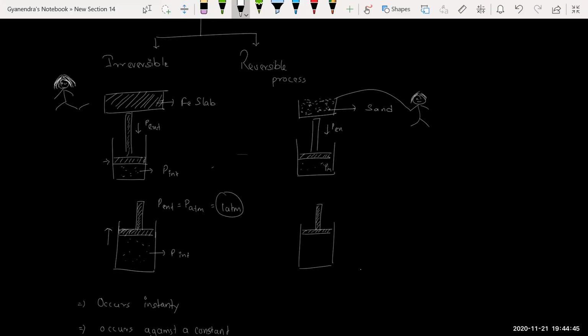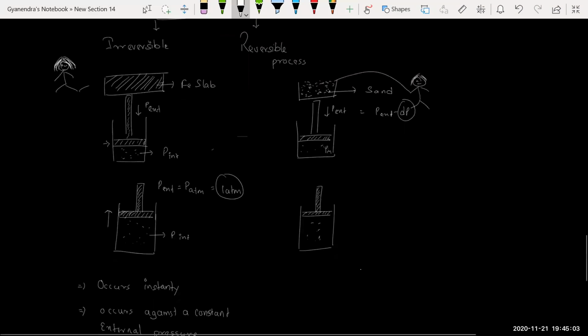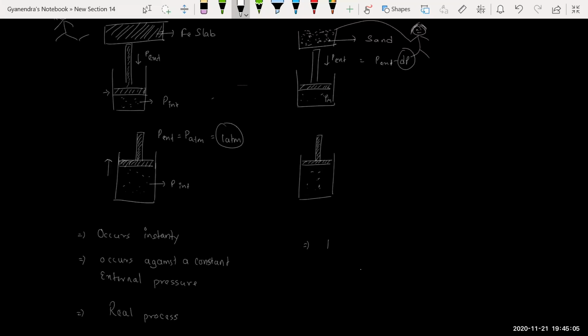And in this case, P external will keep on decreasing by a small value of pressure. As you have taken out some amount of sand particles, it keeps on decreasing by a small amount, Dinesh. That's why this dP. Yes, sir. Because of this, the whole process would occur, but it would take an infinite amount of time.